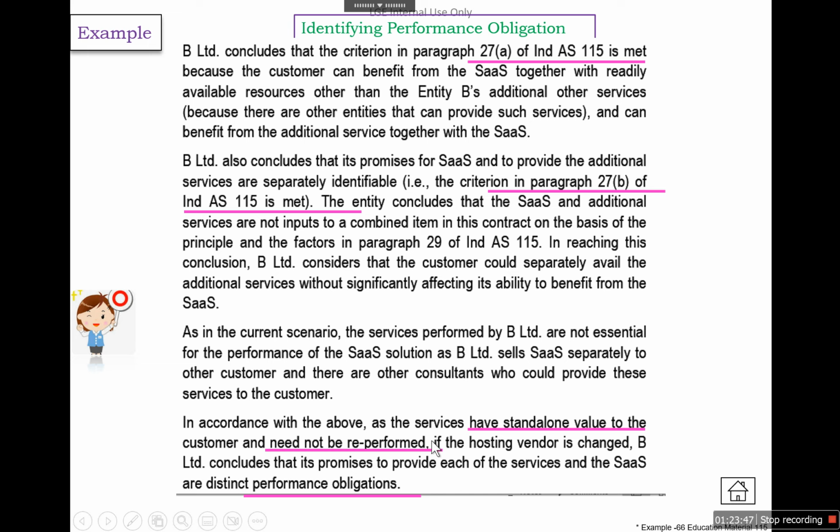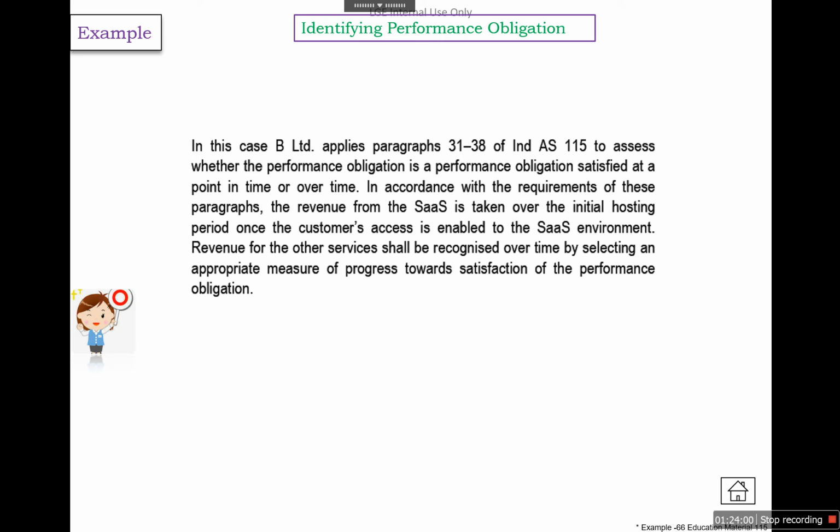In accordance with the above, as the services have standalone value and need not be performed if the hosting vendor is changed, B Limited concludes that its promise to provide each of the services and the SaaS are distinct performance obligations.